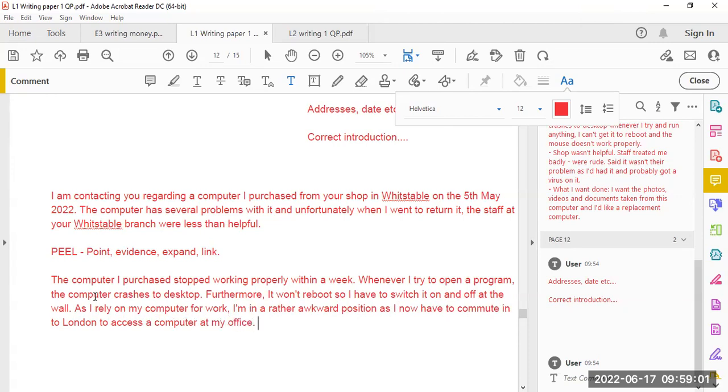As I rely on my computer for work, I'm in a rather awkward position as I now have to commute into London to access a computer at my office. So again, we've got a bit of emotive language here. We're sort of explaining that this isn't good. This is not a great state of affairs.